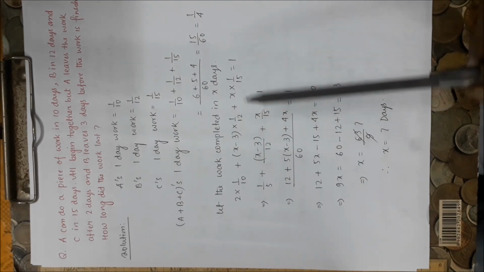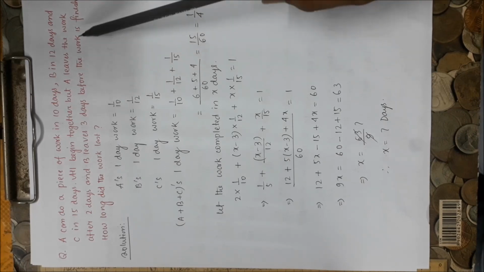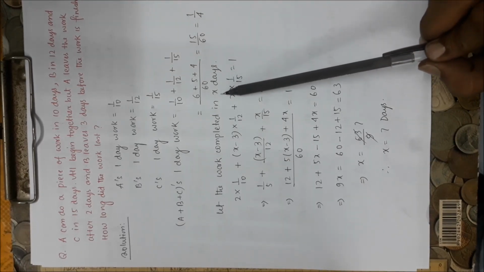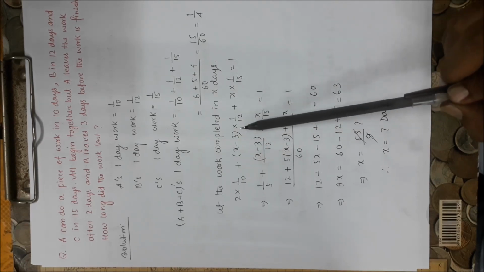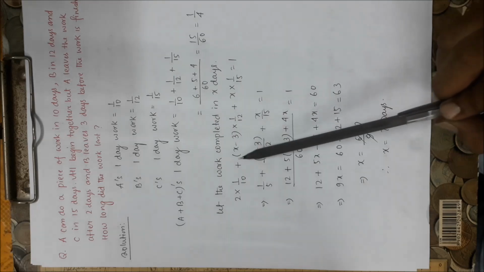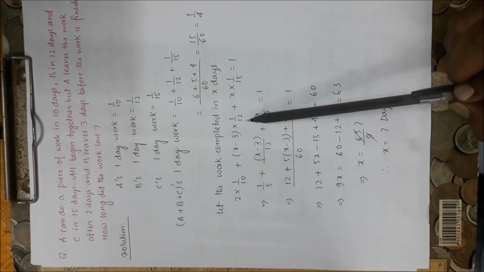B leaves the work 3 days before the work is finished. Work lasts for X days, so he worked for X minus 3 days. And in 1 day he completes 1 by 12 part of the work. So total work done by B equals X minus 3 multiplied by 1 by 12.